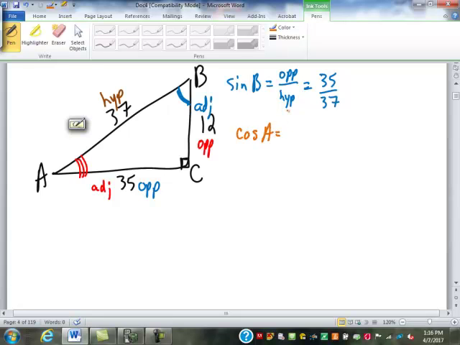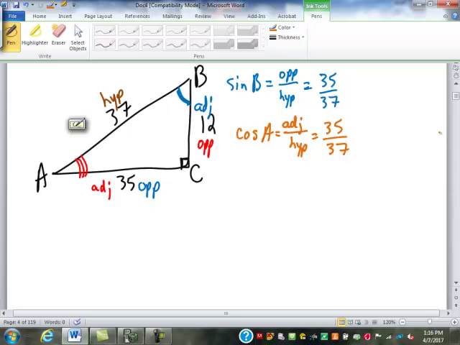The cosine of angle A. Cosine involves what two sides? Adjacent and hypotenuse. According to angle A, which side is the adjacent? 35. And the hypotenuse is always 37.